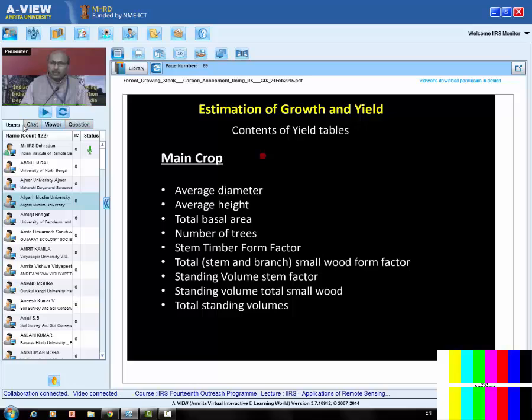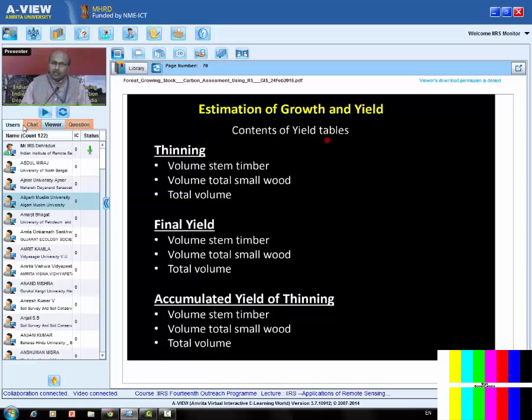Then, for estimation of growth and yield, there are different contents available in the yield tables. The main things given are average diameter, average height, total basal area, number of trees, and stem form factors. The stem form factor is very important: total stem, branch, small wood form factor, standing volume factor, total small wood available there, or total standing volume. It also gives an idea about thinning, how much volume has been thinned and can be thinned in the future.